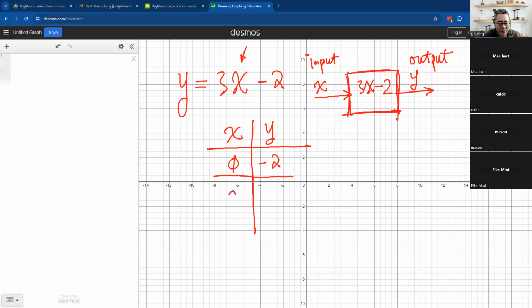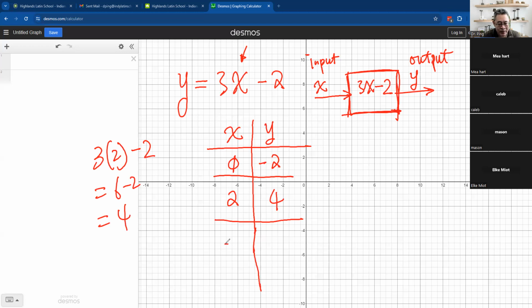Now, what happens if x is equal to 2? Good job, Mason. Good job, Caleb. Good job, Mia. Good job, Roger. So we become 3 times 2 minus 2. That's 6 minus 2 equals 4. So we got 4. Now, what happens if x is negative 3? And what do we got?